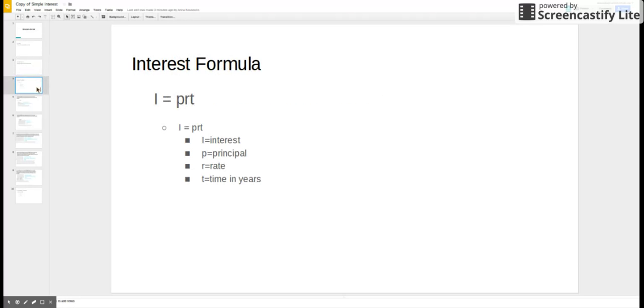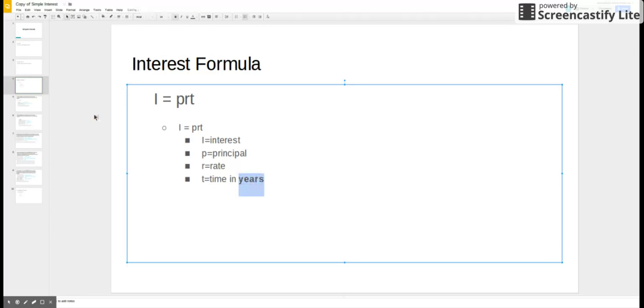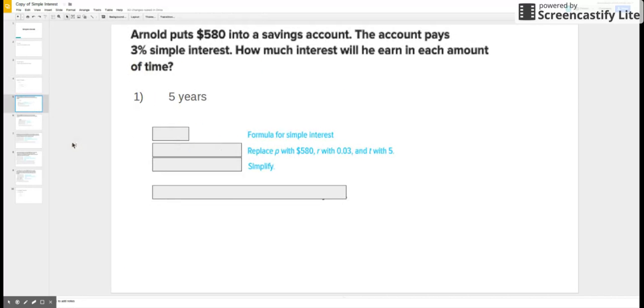In order to find simple interest, you need to use the interest formula. So this is what the formula looks like. You have interest is equal to principal, which is P, rate, which is R, and T, which is time. Notice the rate is going to be written as a decimal, and T as in time is going to be put in years. So if you're given T in days, you have to put it in years. If you're given T in weeks, you have to put it in years. If you're given T in months, again, you have to put it in years. That's very important.